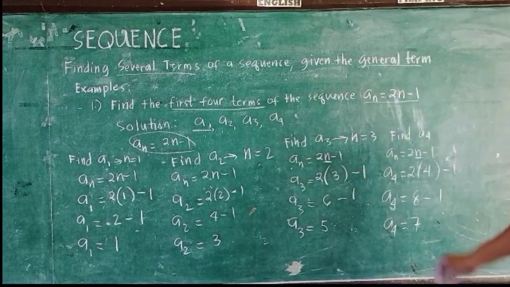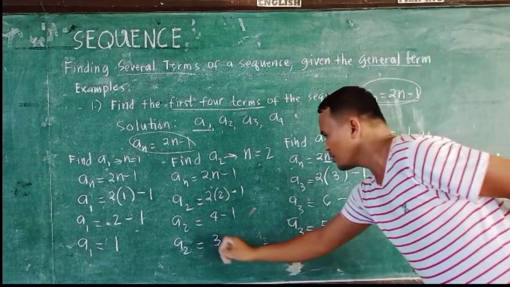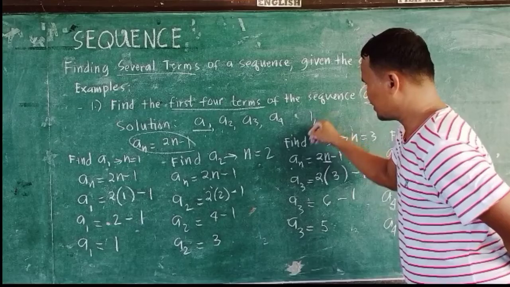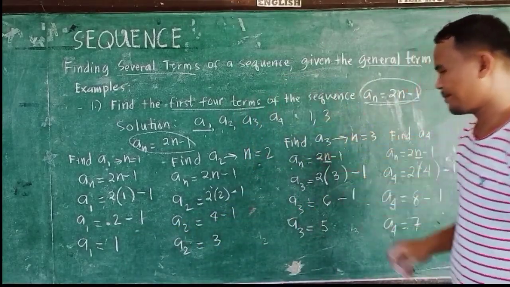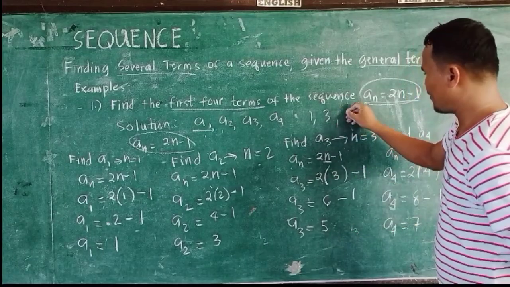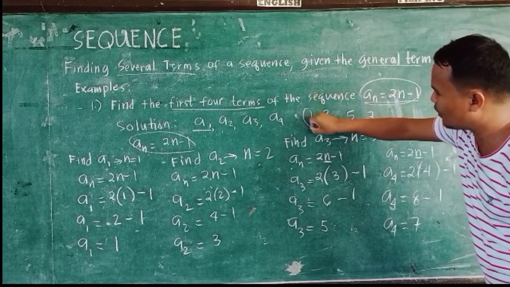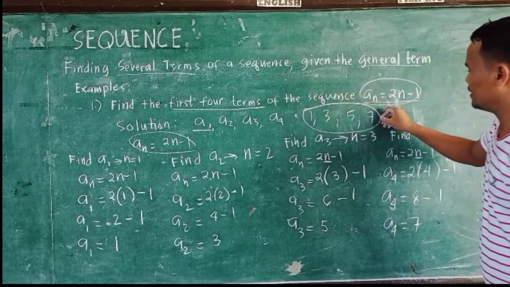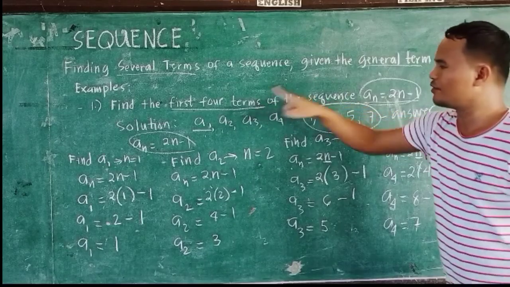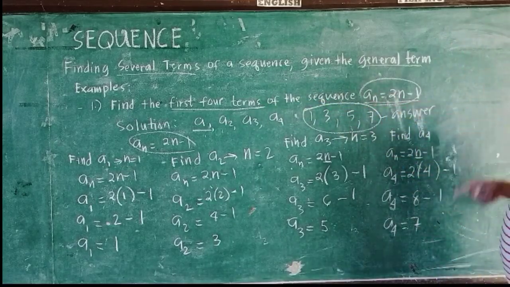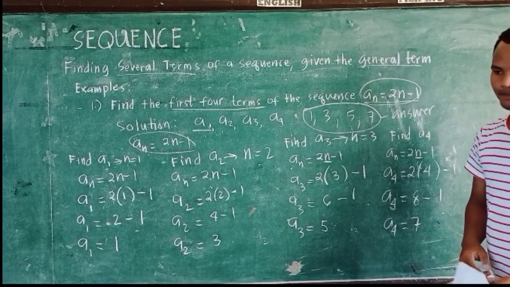the first four terms of this general term is 1. The next term or the second term is 3. The third term is 5. The fourth term is 7. So this is now our final answer. This is now the first four terms of the sequence a sub n equals 2n minus 1.